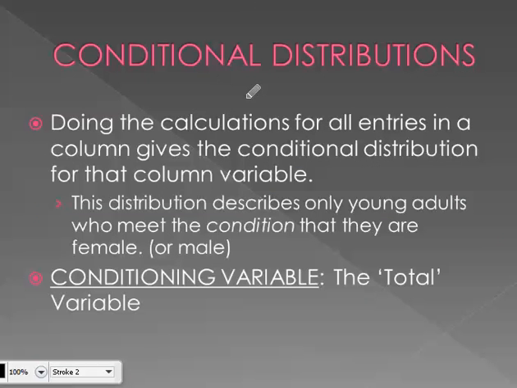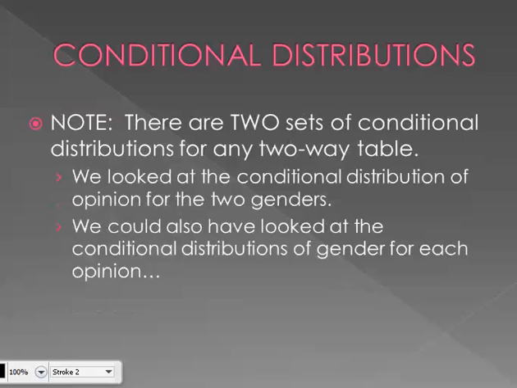During the calculation for all the entries in a column, it gives the conditional distribution for that column variable. This distribution describes only young adults who meet the condition that they were either male or they were female. Conditioning variable, the total variable. So, conditional distributions. Note there are two sets of conditional distributions for any two-way table. We looked at the conditional distributions for the two genders.